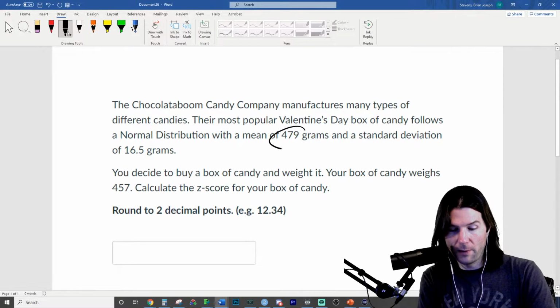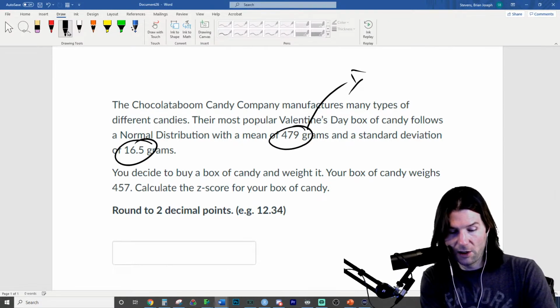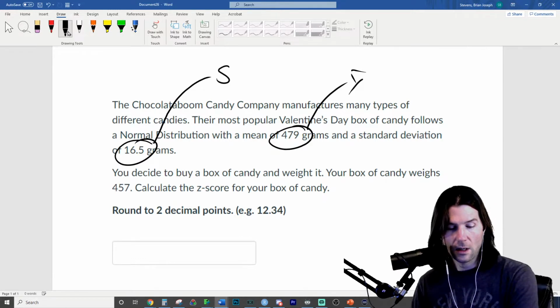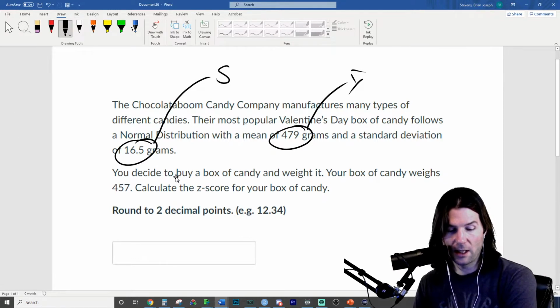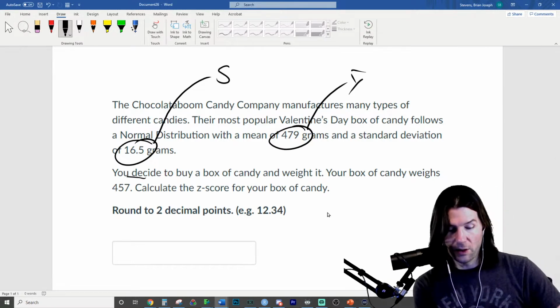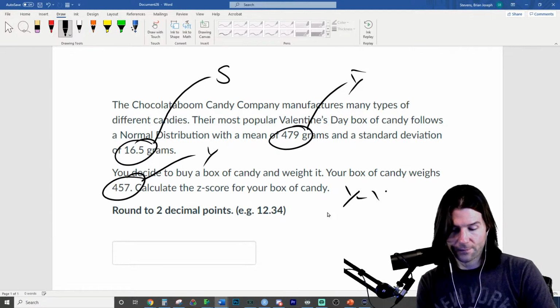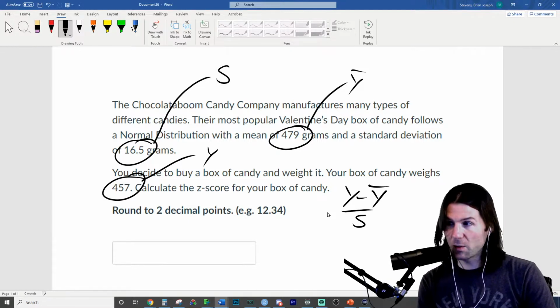And here we are with a mean and a standard deviation. You decide to buy a box of candy. Your box of candy weighs 457. Calculate the z-score. So here's the observation. So observation minus mean over standard deviation. Let's plug in the numbers.